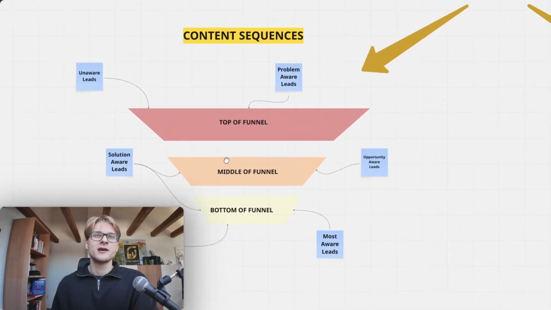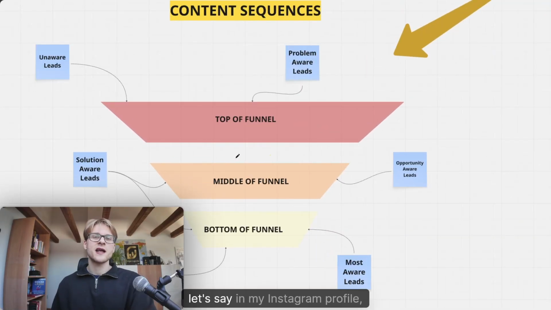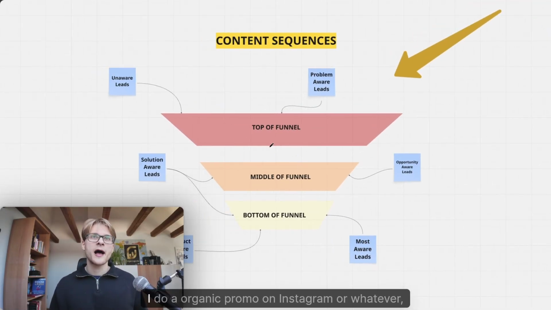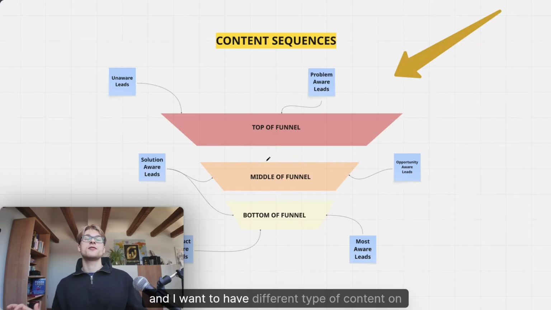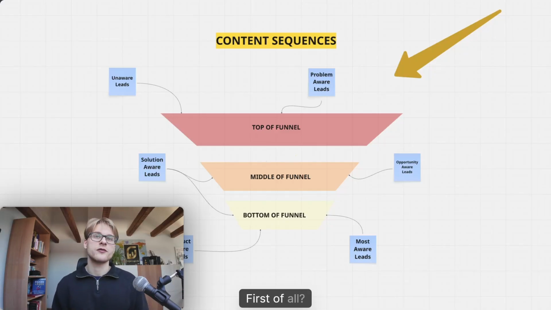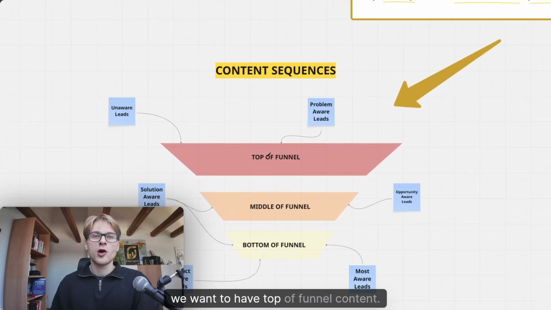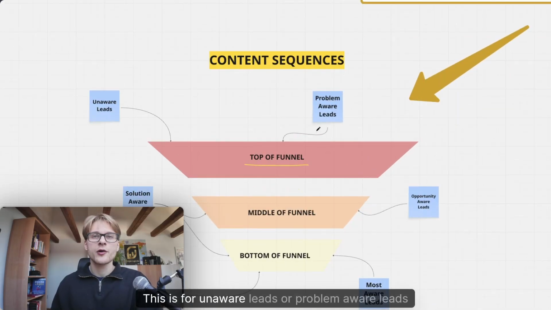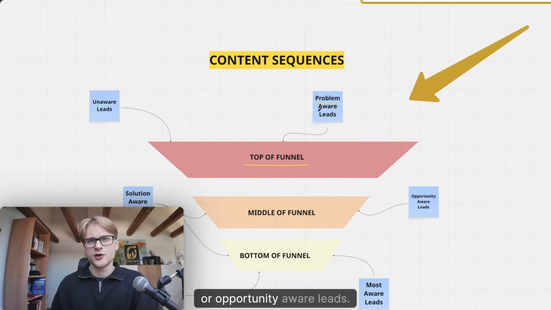Now look, you always need to make sure you are aware of what awareness level your customers are on that you're targeting. So when I have a content sequence, let's say on my Instagram profile, I do an organic promo on Instagram or whatever, and I want to have different types of content on my profile to convert leads. So what do I want to have first of all? First of all, we want to have top of funnel content. This is for unaware leads or problem aware leads or opportunity aware leads.